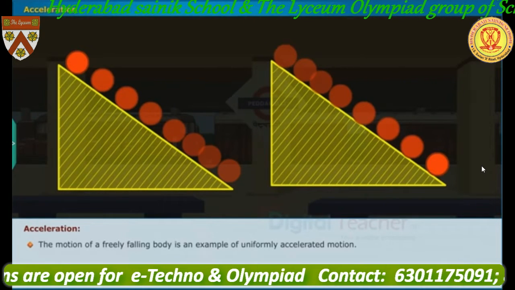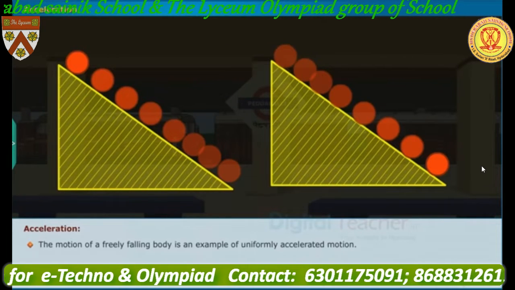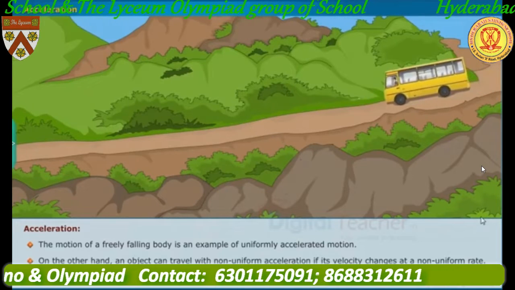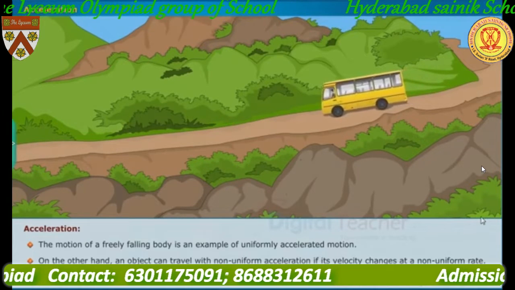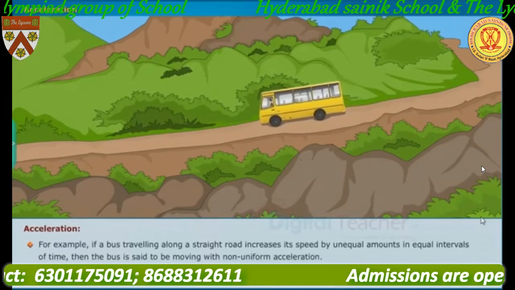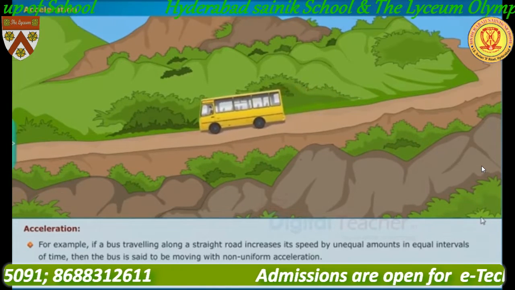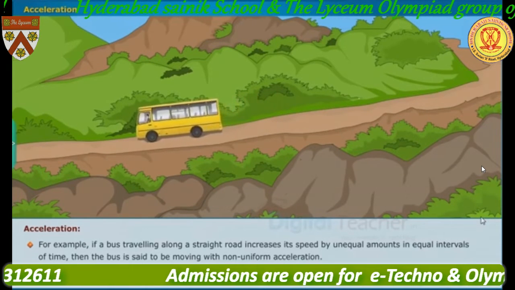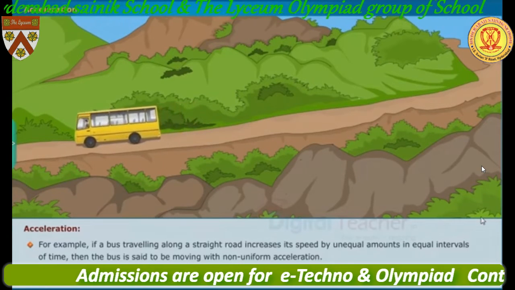The motion of a freely falling body is an example of uniformly accelerated motion. On the other hand, an object can travel with non-uniform acceleration if its velocity changes at a non-uniform rate. For example, if a bus traveling along a straight road increases its speed by unequal amounts in equal intervals of time, then the bus is said to be moving with non-uniform acceleration.